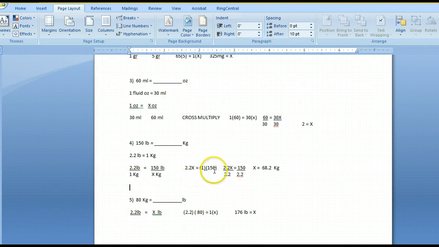When you do the math, 2.2x equals 150, right? Because 1 times 150 is 150. But here's the thing. We don't have x equals 150. We have 2.2x equals 150. We haven't really solved for x yet. We need to isolate x. When we isolate x all by itself to the left of the equal sign, then we have our answer. But we really don't have our answer here. So how do we get rid of that 2.2, that coefficient? All you have to do is divide both sides of the equal sign by 2.2.